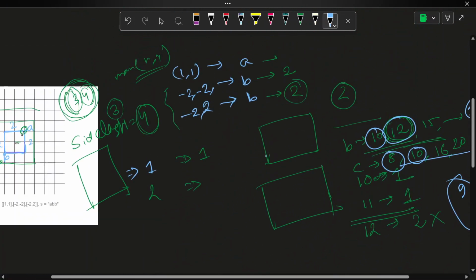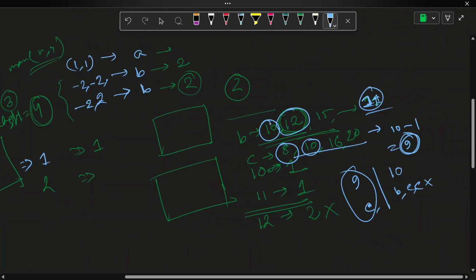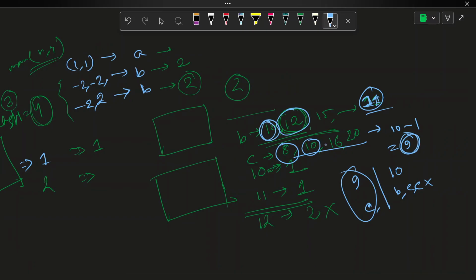So for this example, in this case it will be 10, 12, 15, and this is 8, 10, 16. Suppose A is present at 6, only one time. So now I will get the global side length as 9. Now I traverse the map again and check the minimum position or minimum side length. For A it is 6. So 6 is less than or equal to 9. So I can take this.